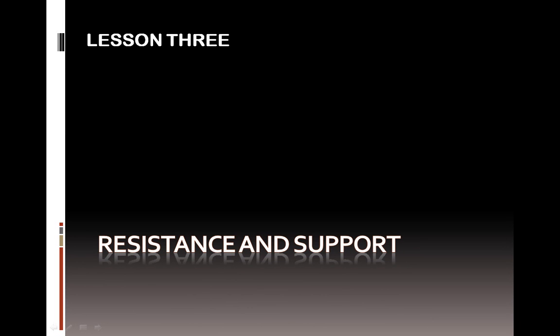The title of lesson 3 is resistance and support. In our previous lesson we learned about candlestick formation, how candlestick is used to interpret price movement, how we can spot change in price movement. In this lesson 3 we'll be talking more about resistance and support, how resistance and support are identified and located, then price behavior at resistance and support level.